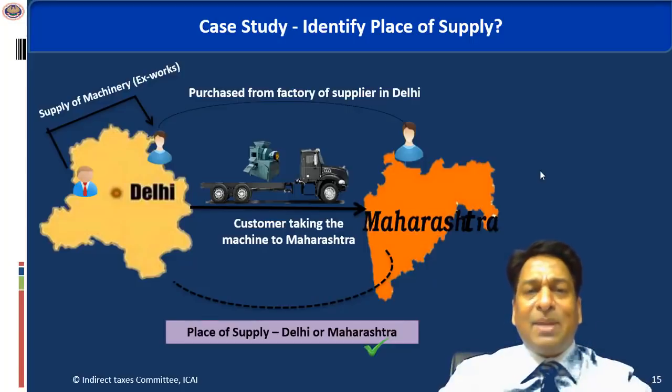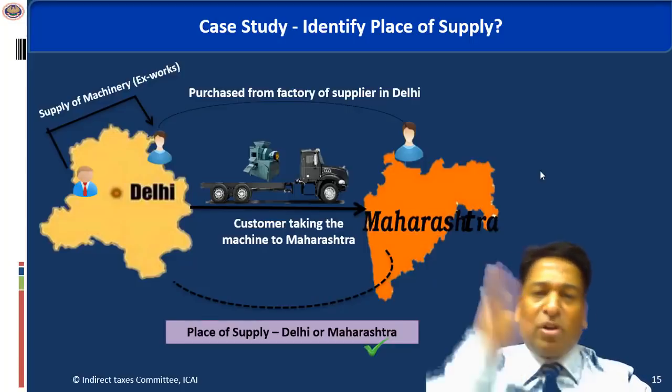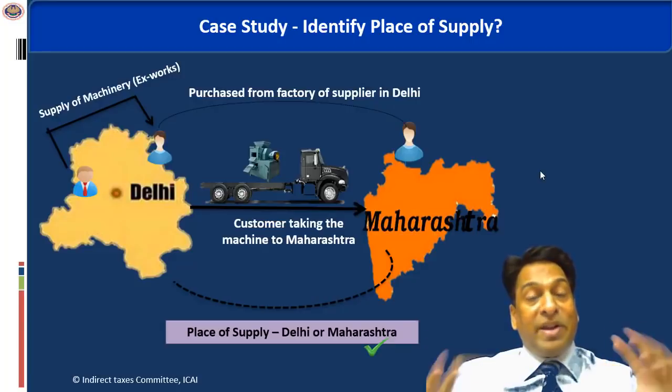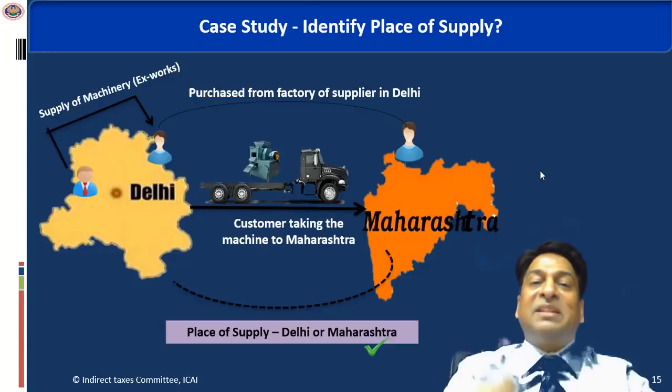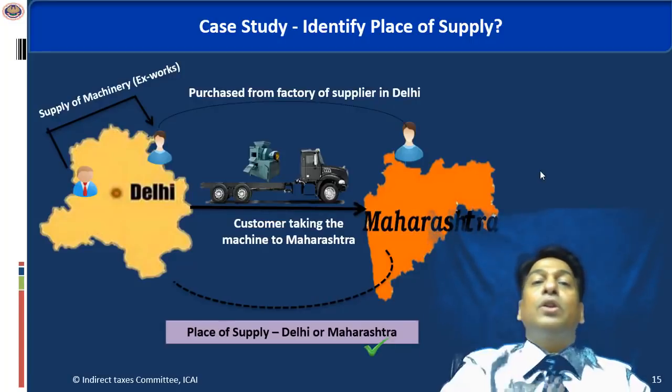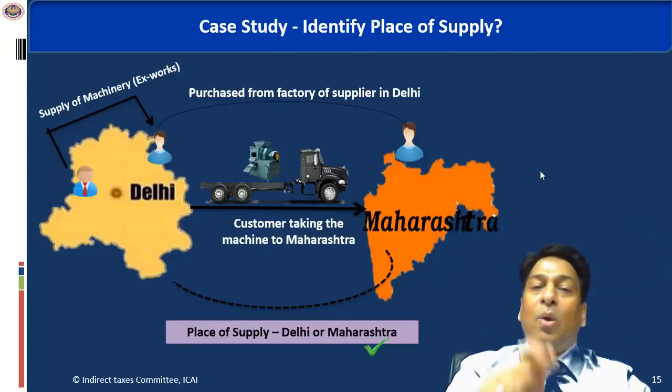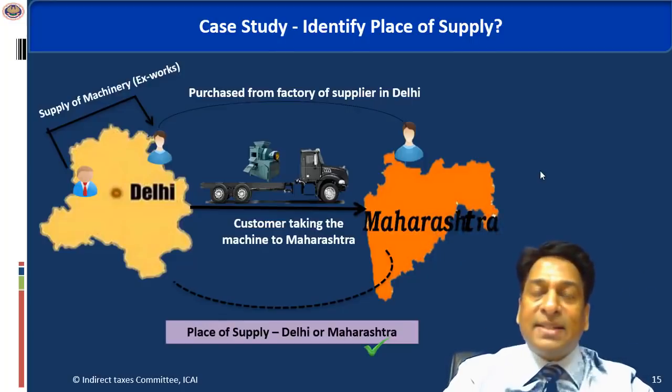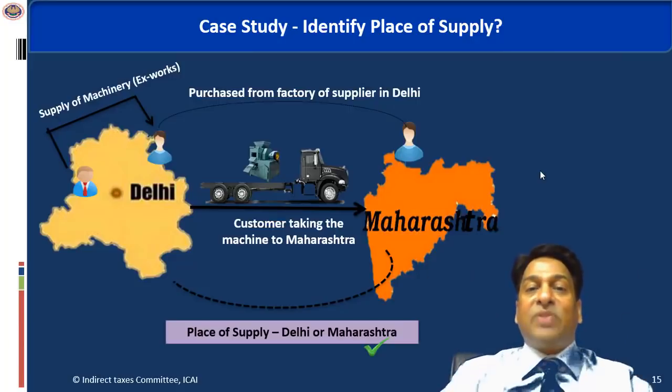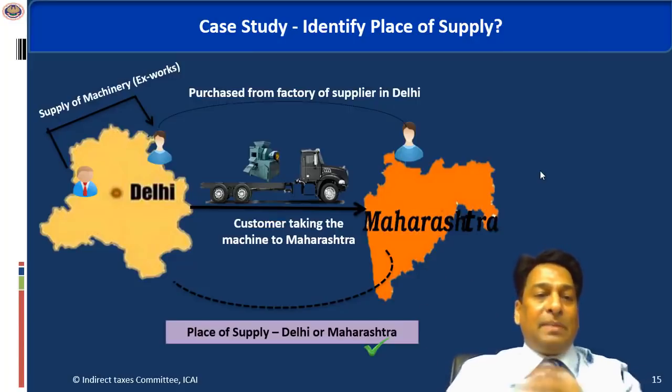What answer is coming to their mind is going to play an important role. So I'm going to create a number of subjectivities in this example for you to answer, whether the transaction is intrastate or interstate. Let's look at this example.